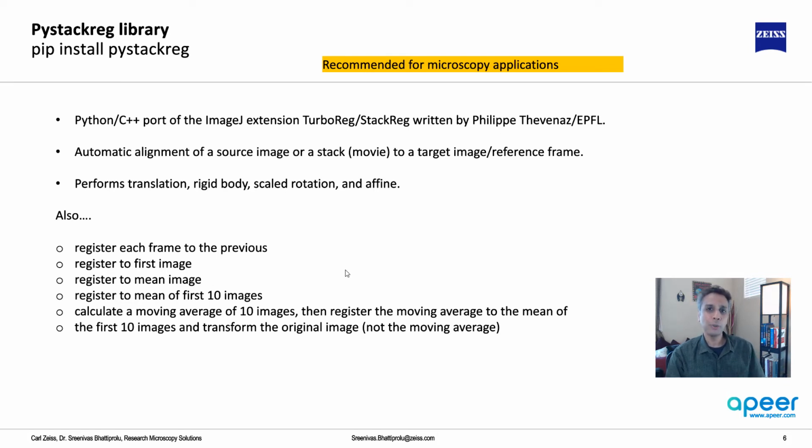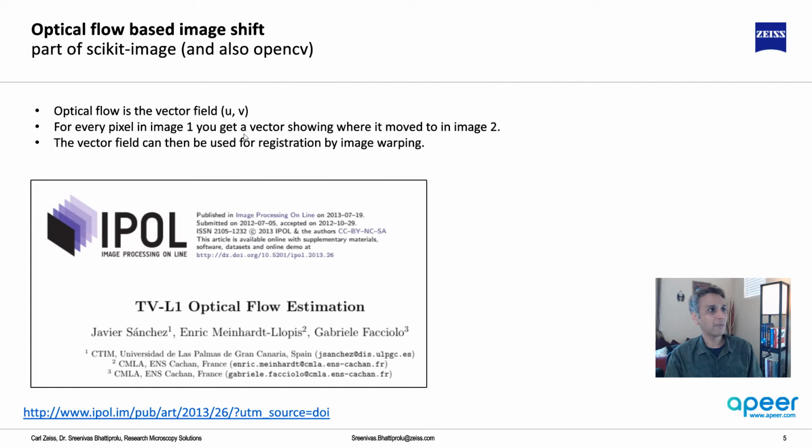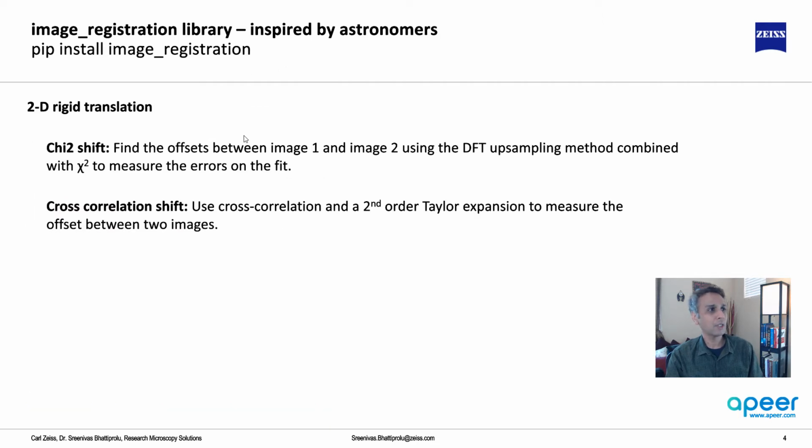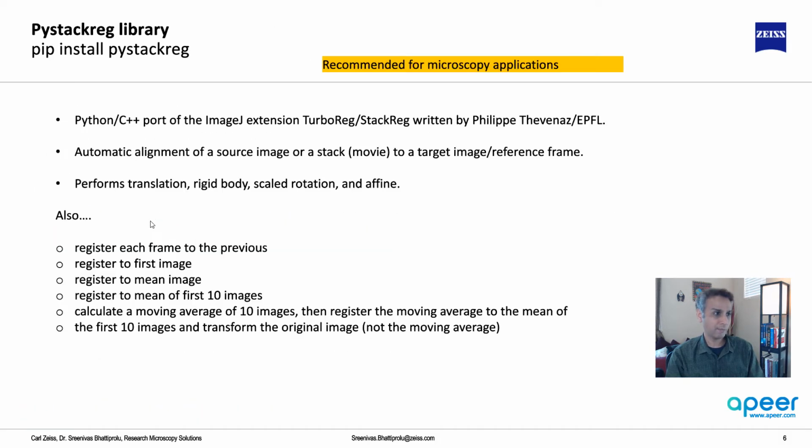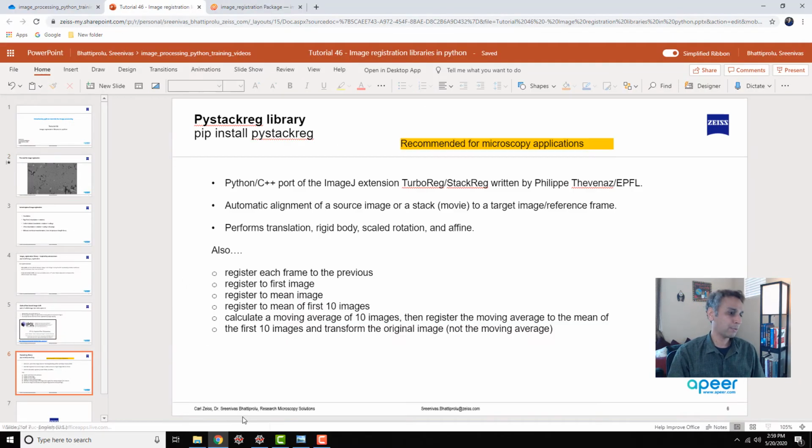So what I'm going to do right now is jump onto Spyder and show you the first 3 ways, using optical flow, using chi-square, and cross correlation, and then I'm going to save PyStackReg for the next tutorial because this deserves its own tutorial. Okay, so let's jump into Spyder.